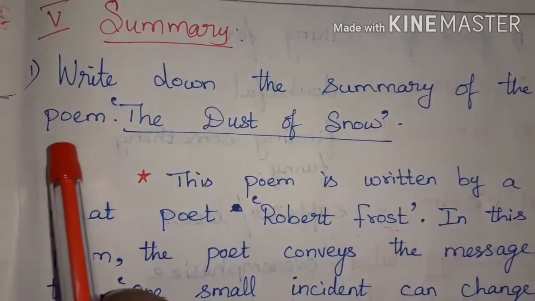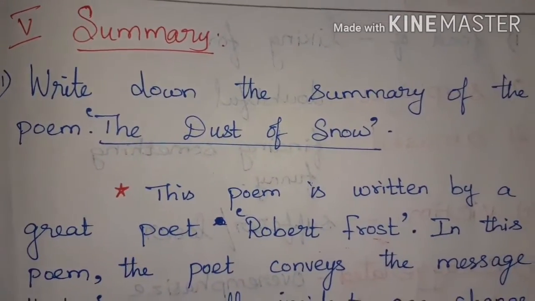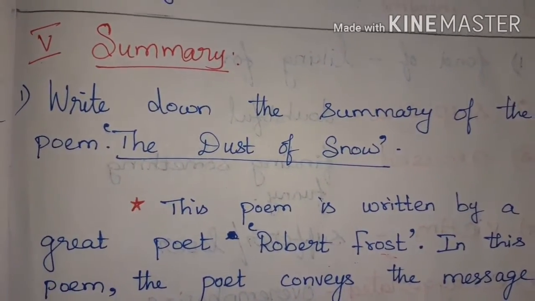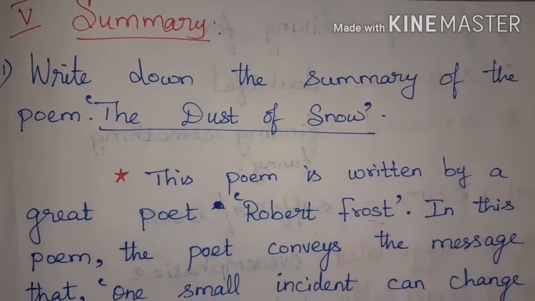Next we are going to write the summary. Write down the summary of the poem The Dust of Snow. So here is a summary. Summary means what is given in the poem. It is in a poetic form, no? So you have to write it in sentence form.